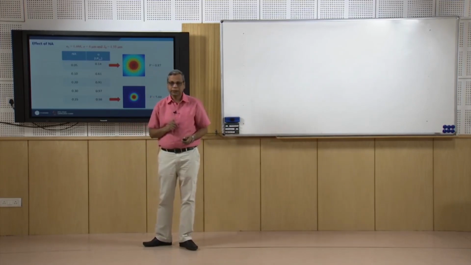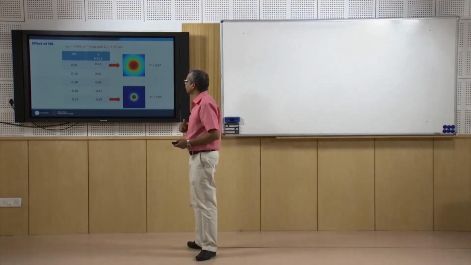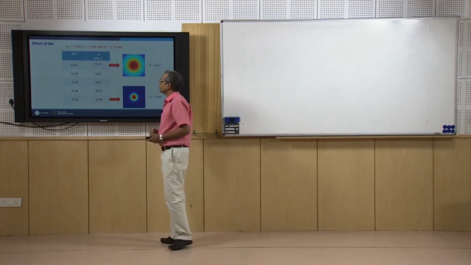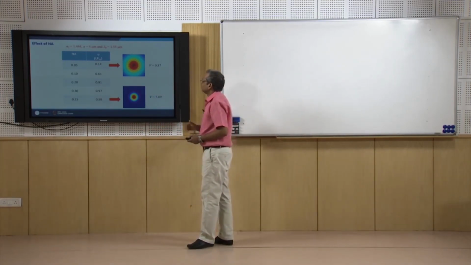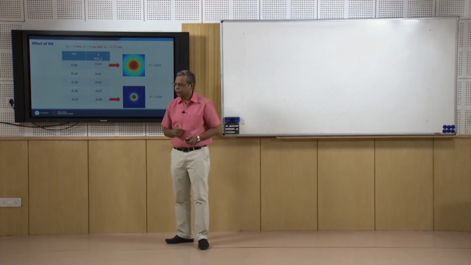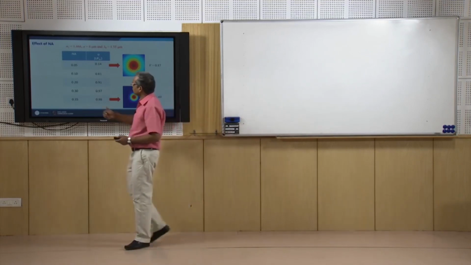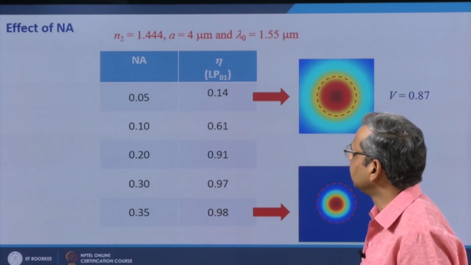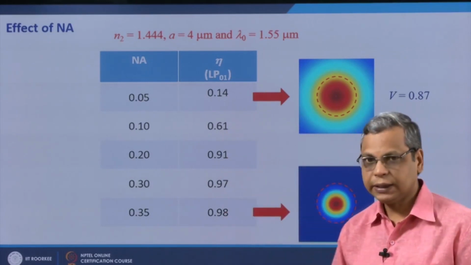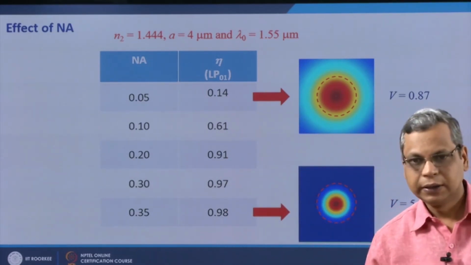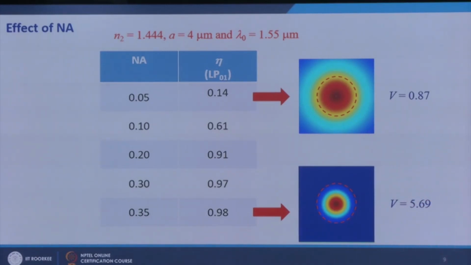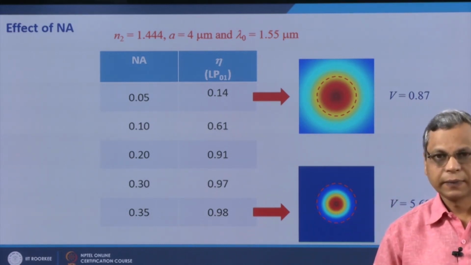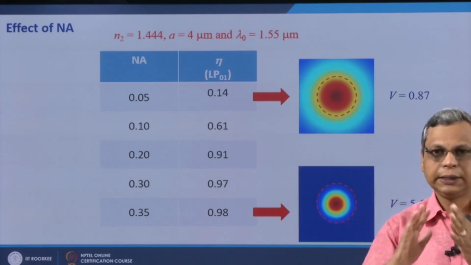What happens if I change the numerical aperture of the fiber? For that I take a fiber with cladding refractive index 1.444, core radius 4 micrometer, and I analyze it at 1.55 micrometer wavelength. Now I change the value of numerical aperture. Then what I see is, as I increase the value of numerical aperture, the fractional power in the core increases, and this is intuitively correct. I expect this intuitively, that as the index difference between the core and cladding increases, more and more power is pushed inside the core.